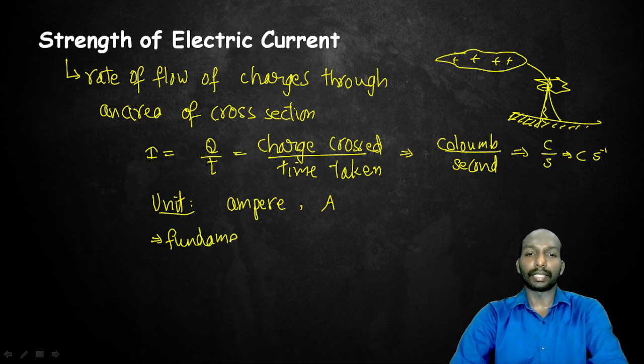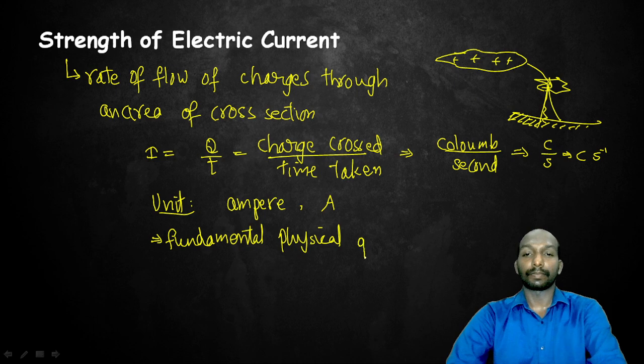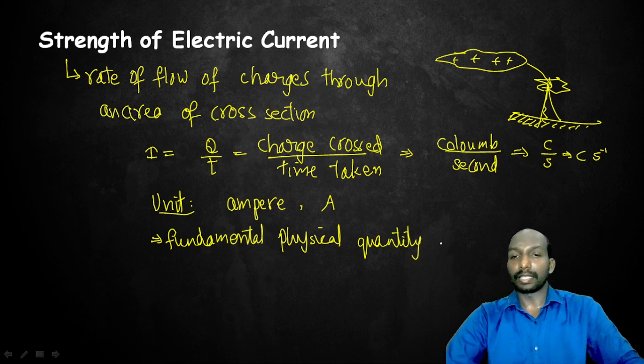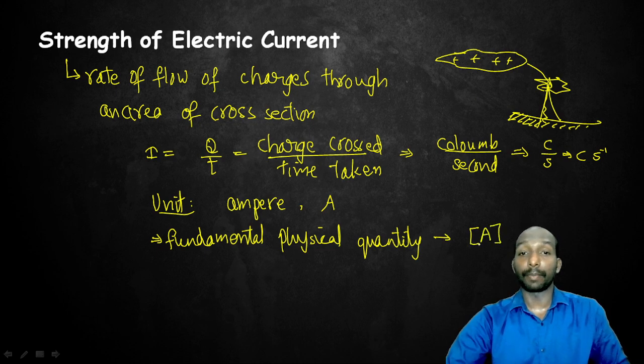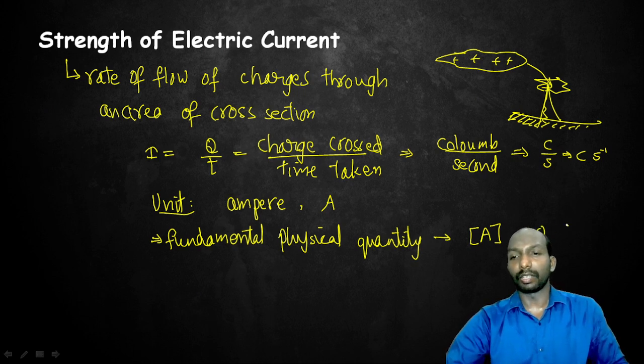Electric current is a fundamental physical quantity. Hence, it has a dimensional formula capital A, and sometimes we can also write it as capital I.